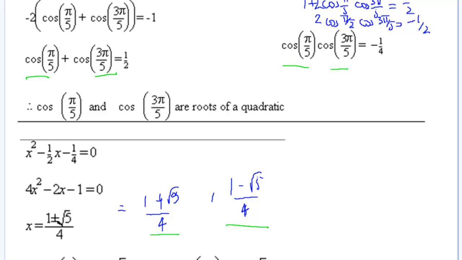So we know that cos of pi on 5 would be 1 plus root 5 on 4, because that's going to be positive. And 3 pi on 5 is in the second quadrant, so that's going to be the negative one. So there's our two values of cos pi on 5 and cos 3 pi on 5 from our manipulation of that expression and creating a quadratic equation there.